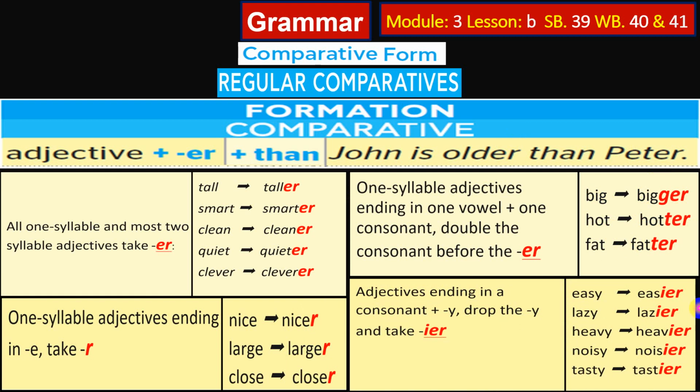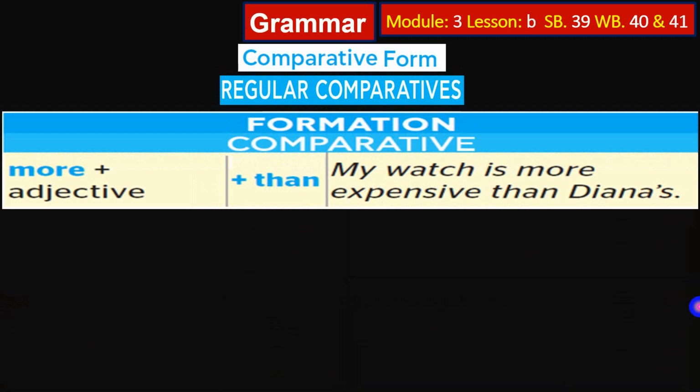I-E-R. So easy becomes easier, lazy, lazier, happy, happier. They follow the same main rule. Instead of Y, you drop the Y and add what? I, so easier. Okay. Now how can I form the comparative with long adjectives of more than one syllable?